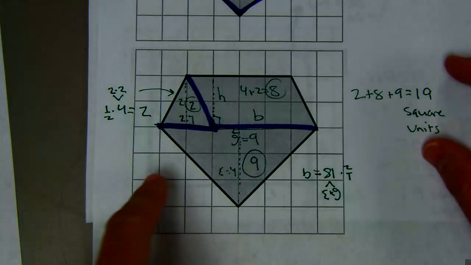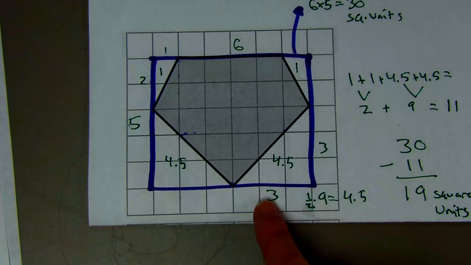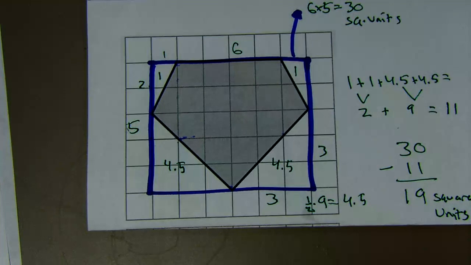Here we did it by adding the portions of the gray together, and here we did it by subtracting the portions of the white from a rectangle that surrounded the entire shape. All right, you know enough to be successful.